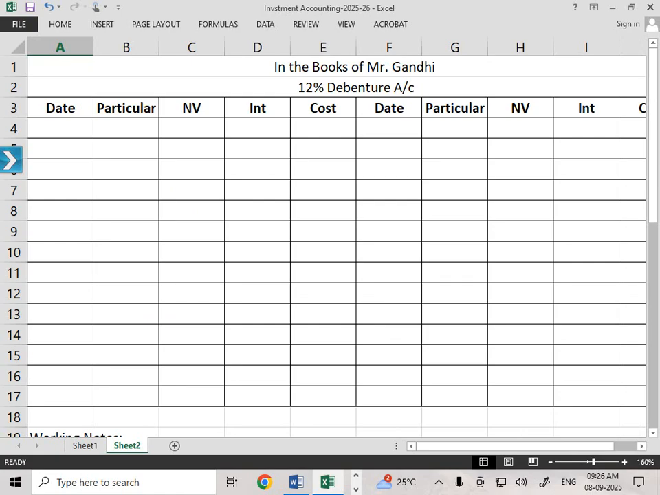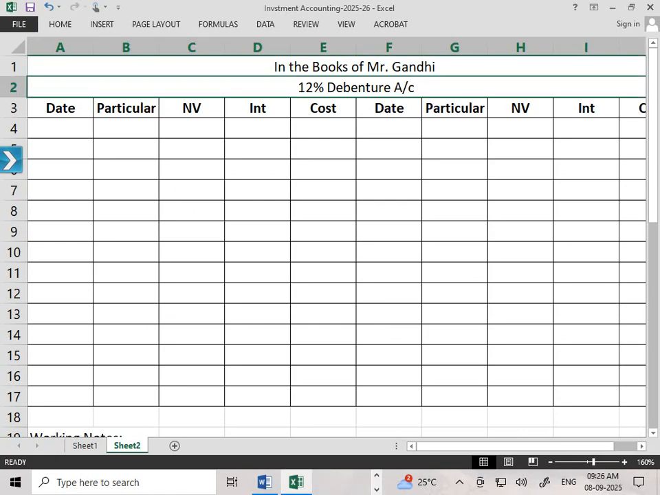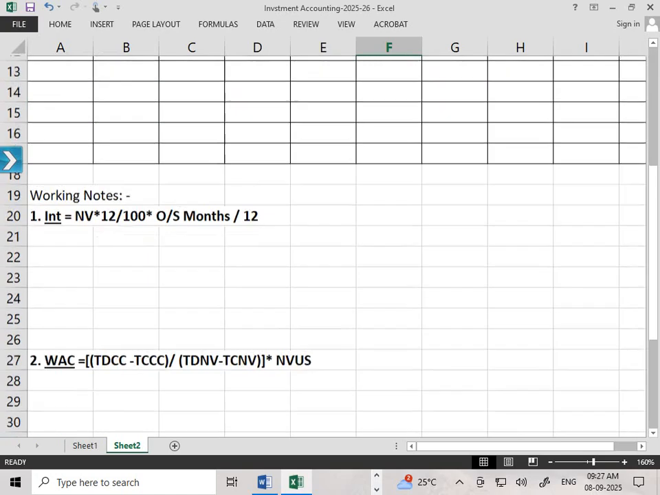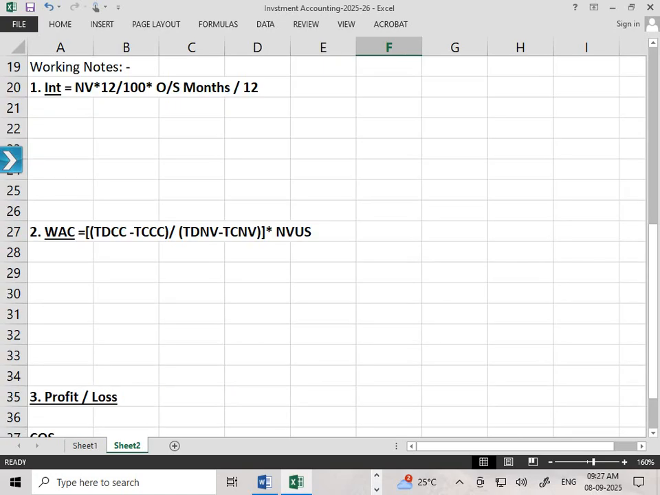with the format of 12% debenture account: date, particulars, nominal value column, interest, cost, date, and so on. Working notes are very much necessary for every problem. Here is the formula for these 3 working notes. The first is that you have to find out outstanding interest.